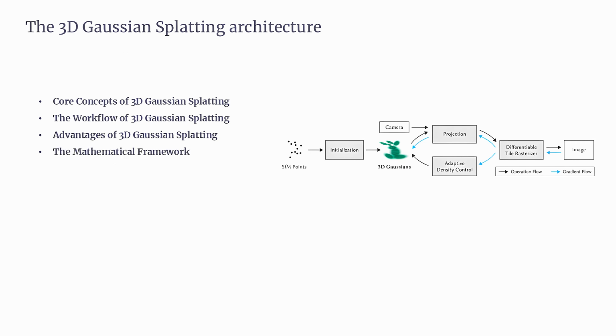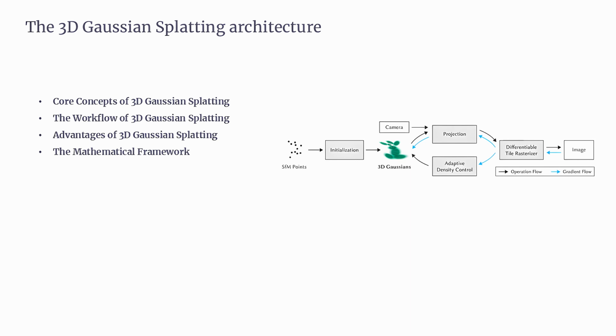The fourth, the mathematical framework. At the heart of 3DGS is a solid mathematical model. Each splat is defined by its position, covariance matrix, color, and opacity. During optimization, we compute gradients based on the difference between the rendered images and the ground truth. This helps us fine-tune the parameters until we get the best visual output.